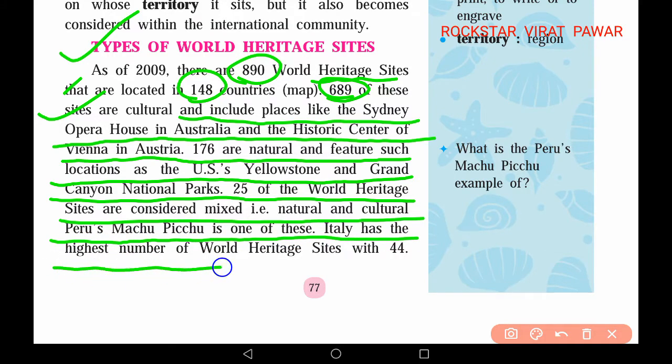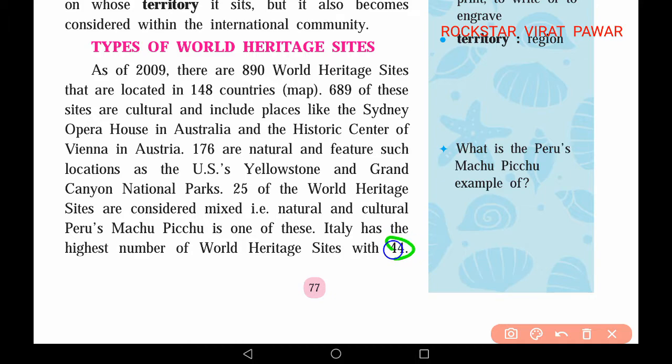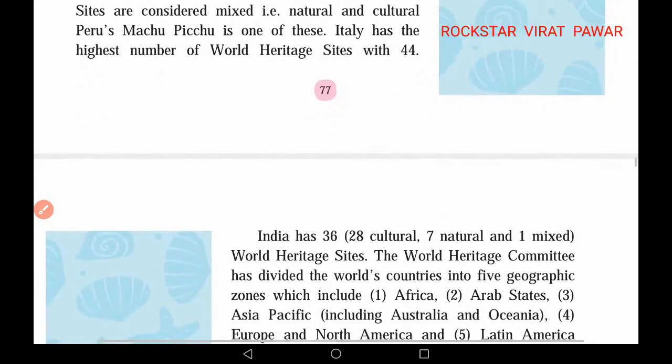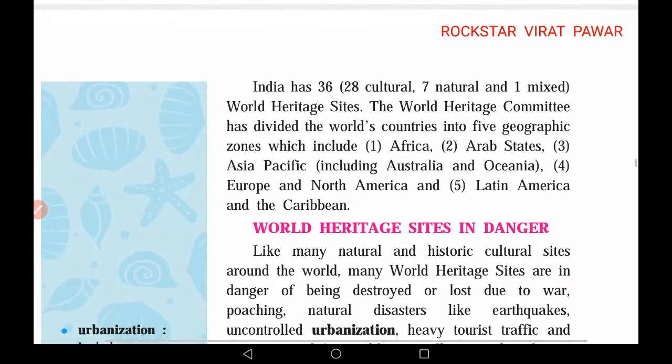Italy has the highest number of World Heritage Sites, with 44. See, the World Heritage Sites in Italy are 44. That is the highest number they contain. It is so good for Italy. Now see, how many World Heritage Sites are in India? India has 36: 28 cultural, 7 natural and 1 mixed.